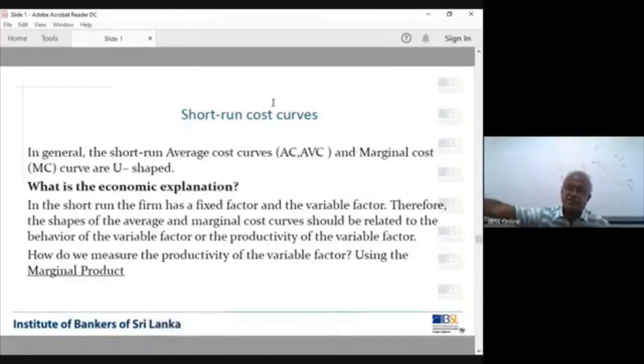After that, we will discuss the long run cost curves, economic reasons. Long run cost curves are also U-shaped. Then finally, we will discuss profit maximizing output, where profit maximizing output has to be decided using these cost curves, right? That we will discuss. Okay. Right. Thank you very much.